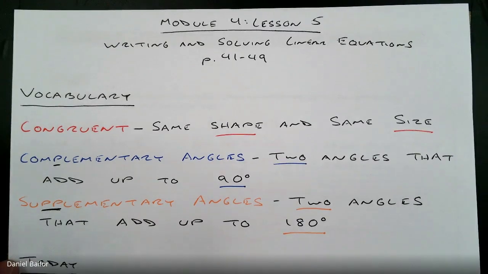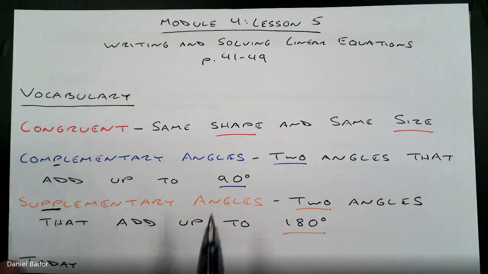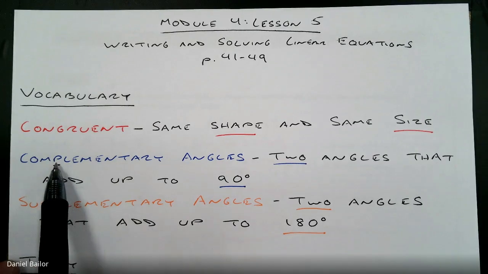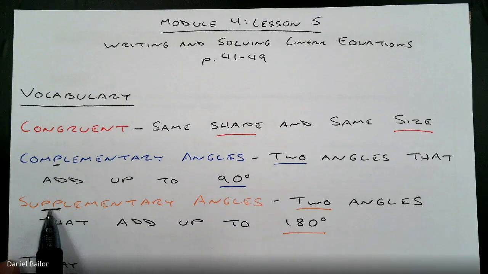Now, this is where my weird brain comes in. A P is a backwards 9. So complementary has 1 P, so complementary means 90. Supplementary has 2 P's, which is like 2 backwards 9s. 9 and 9 make 18, which is 180.